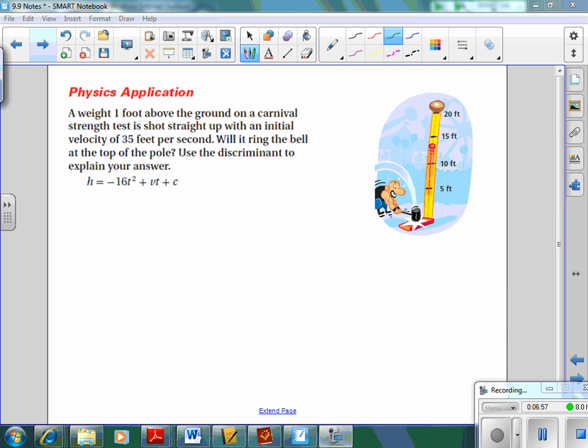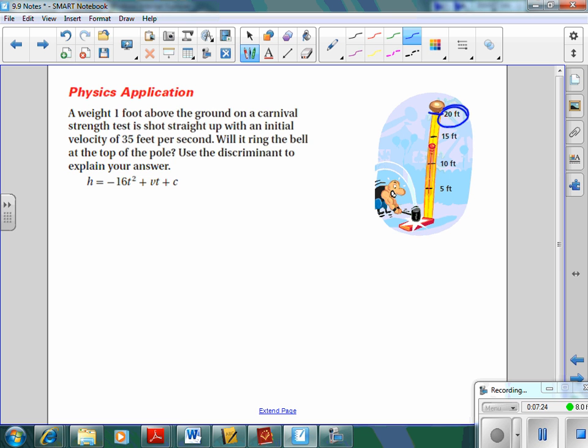Let's do a story problem, and then we'll wrap everything up, the whole chapter. A weight 1 foot above the ground on a carnival strength test is shot straight up with an initial velocity of 35 feet per second. Will it ring the bell at the top of the pole? So we want it to go all the way up to 20 feet. Use the discriminant to explain your answer.